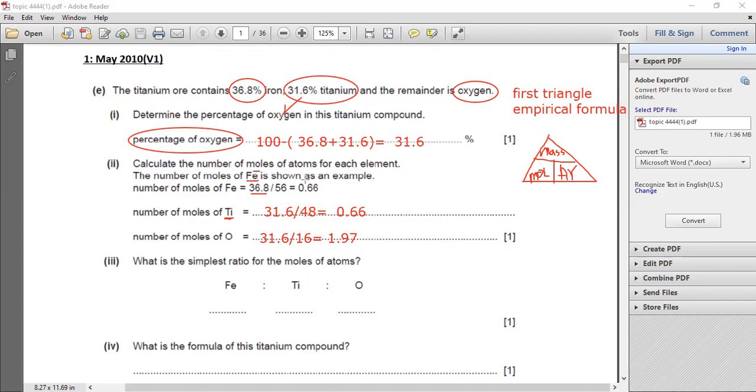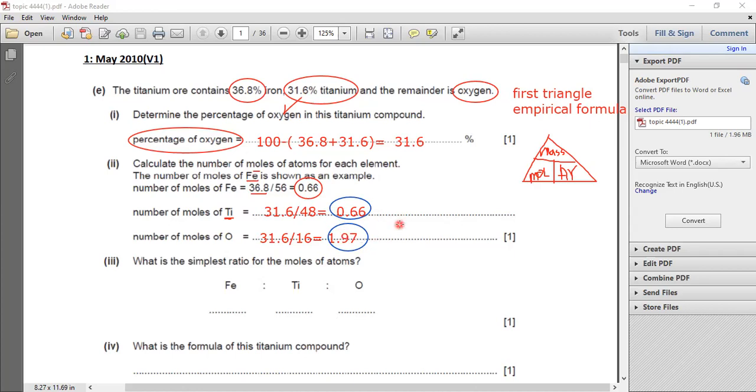I have number of moles of iron. I have number of moles of titanium. I have number of moles of oxygen. Who remembers, in calculation of the empirical formula, what we have to do after finding number of moles? Yes, Tarek? We should divide by the least number.